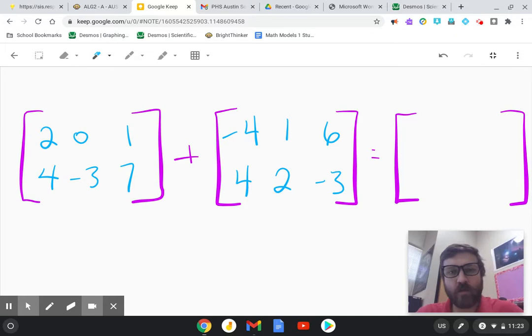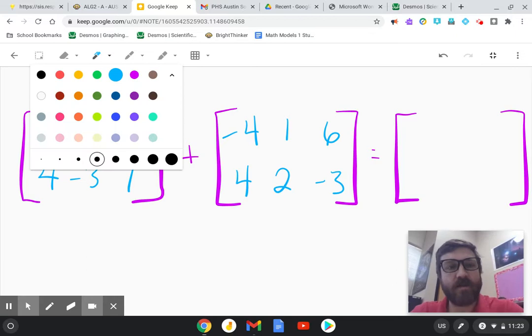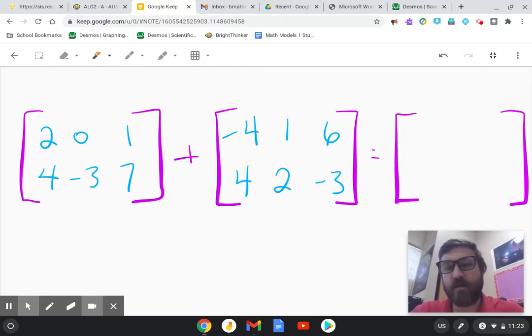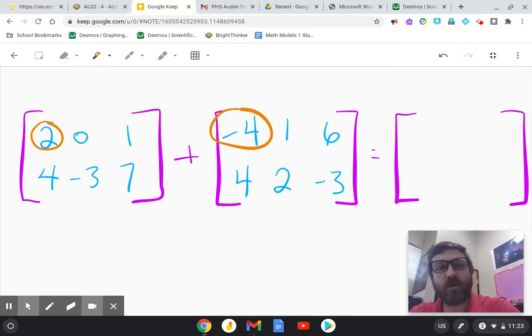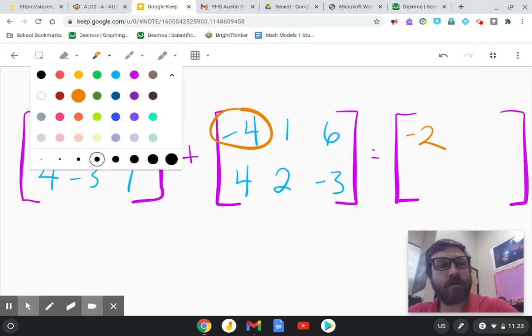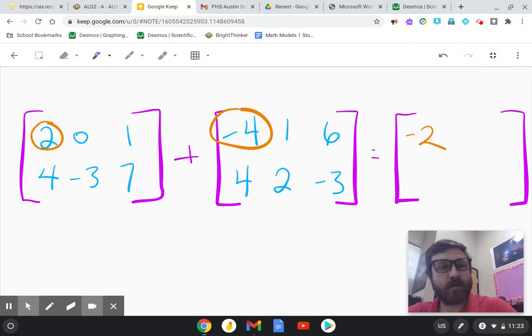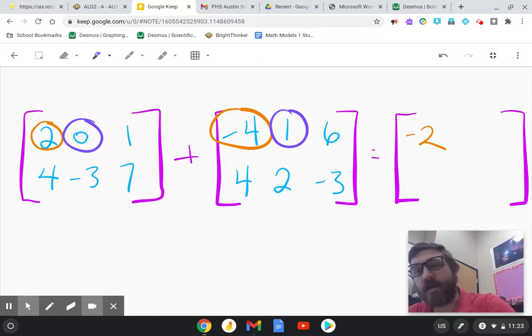All right. So when we add matrices, it's very, very straightforward. You just add things that are in the same position, the same elements in each matrix. So in this, I'm trying not to over-explain this, but 2 and -4 get added together, and they make -2. 0 and 1 get added together to make 1.